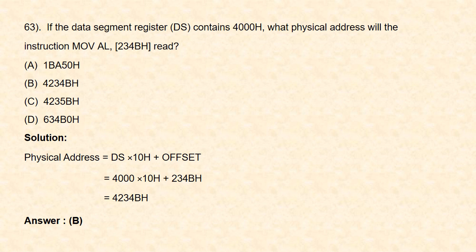Next question. If the data segment register DS contains 4000 H, what physical address will the instruction MOV AL, [234BH] read? Here if you see, the physical address is given by the formula DS into 10H plus offset address. So this will be equal to 4000 into 10H plus 234BH, which is equal to 4234BH. That is, option B is the correct answer.